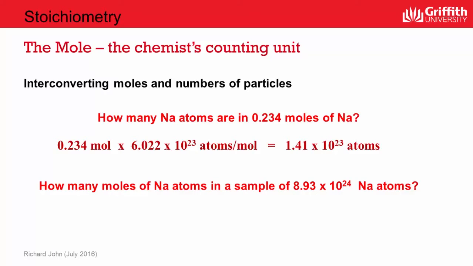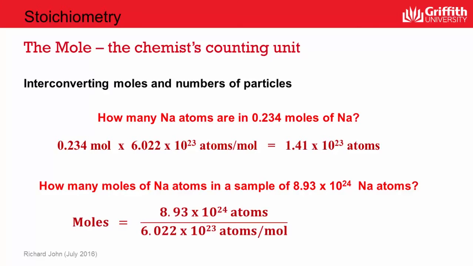Doing the reverse, how many moles of sodium atoms are in a sample that contains 8.93 by 10 to the 24 sodium atoms? Well, we would take the number of atoms and divide it by Avogadro's number. So the number of moles in this case would equal 8.93 by 10 to the 24 atoms divided by 6.022 by 10 to the 23 atoms per mole. And that ends up giving us 14.8 moles.